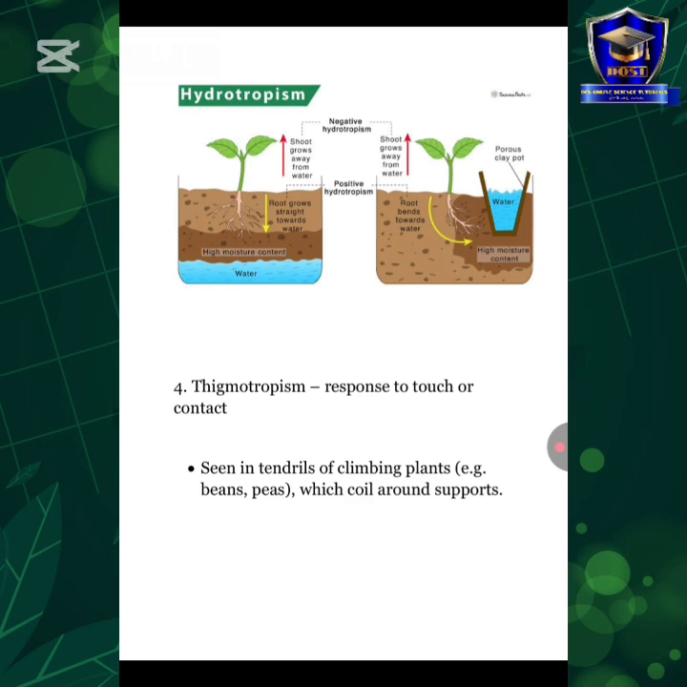This is the response to touch or contact, and you can see it in the tendrils of those plants that climb different stuffs. For instance, if you have seen beans before, or a common plant around us is punky. If you know punky leaf, you have seen it growing. Whenever it's growing, it has some stuff that look like antenna at the tip of the plant. So once it comes in contact with anything, whether it is stick, iron, anywhere, it will coil around it and hold it very tight. That is called thigmotropism, and you can see it clearly on the next diagram.